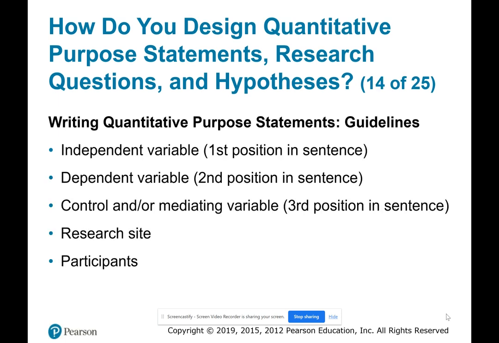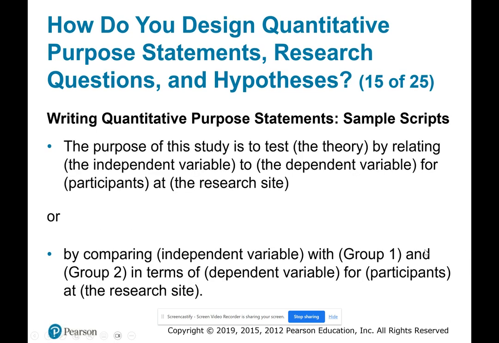Purpose statement continued. So now we state the independent variable first in the sentence, followed by the dependent variable second in the sentence. And the control and mediating variables, if used, state them lastly, third in the sentence. You identify the participants to be studied and the research site where they will be studied. Here's a way that you can design your purpose statement, so you can follow the script to help you do that.